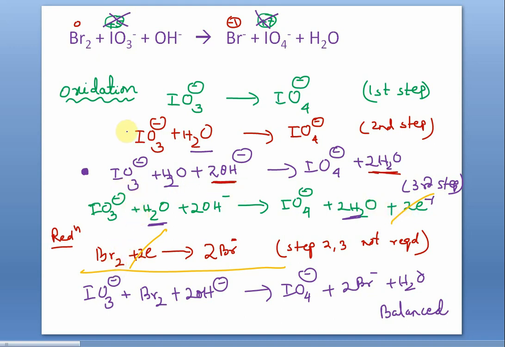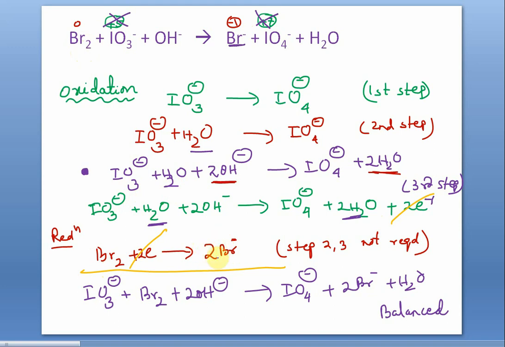Let us take up the reduction step. Obviously, bromine has gone from 0 state to -1 state. This is bromide ion. So I have copied bromine here and this is bromide here. Now the first step is only required to equalize the atoms other than O and H.